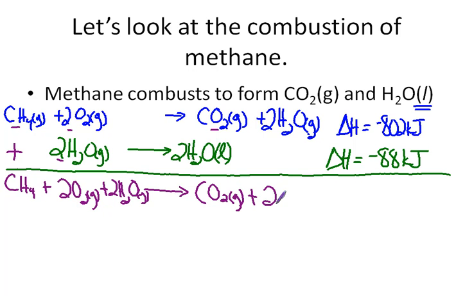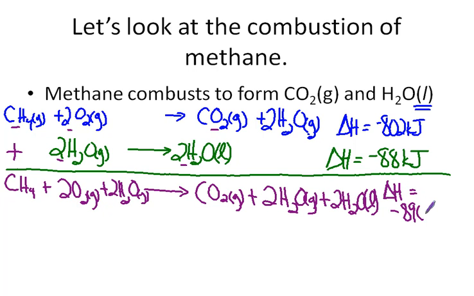Then our product side, CO2 gas plus 2H2O gas plus 2H2O liquid. And because we added together our reactions, we are also going to add together our enthalpies. So we have a delta H here of a negative 890 kilojoules.